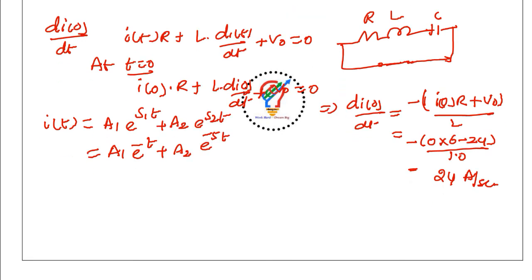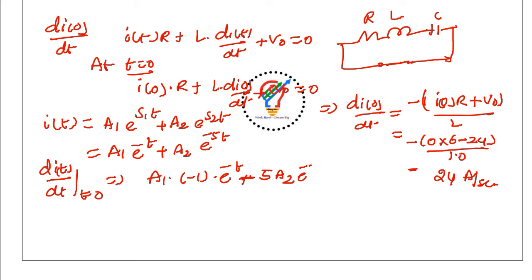So we'll differentiate this one. So di of t by dt, and after that substituting t is equal to 0. So what you'll get is, a1 into minus 1 into e power minus t plus minus 5 a2 into e power minus 5t. Okay, after substituting at t is equal to 0, so what you will get? We got this value is minus 24, sorry, plus 24. 24 is equal to minus a1 into e power 0 minus 5a2 into e power 0. That implies, so a1 minus 5a2 is equal to 24.